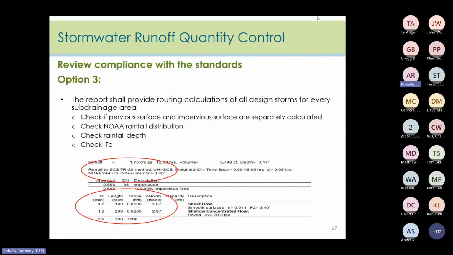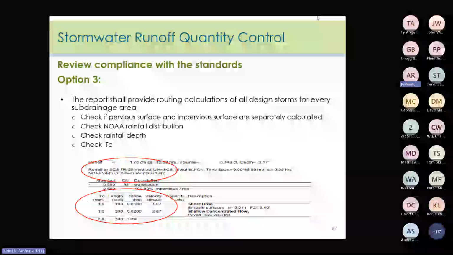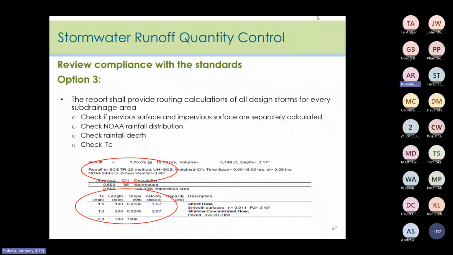As we mentioned earlier, the report shall provide routing calculations of all design storms for every sub-drainage area. The reviewer should check the inputs. Check that the pervious and impervious surfaces are separately calculated. Check that the correct NOAA rainfall distribution was used, either NOAA C or D. Check that the correct rainfall depth was input, whether from the NOAA precipitation frequency data server or the county rainfall data, and that the correct current precipitation adjustment factors or future precipitation change factors were applied. Also check that the time of concentration was properly calculated.